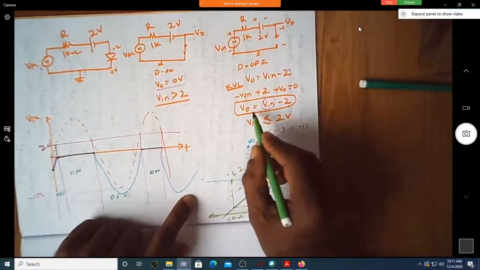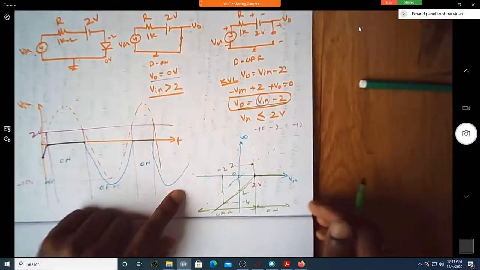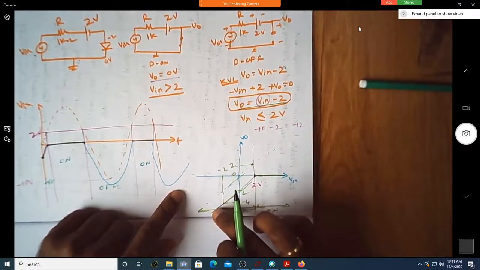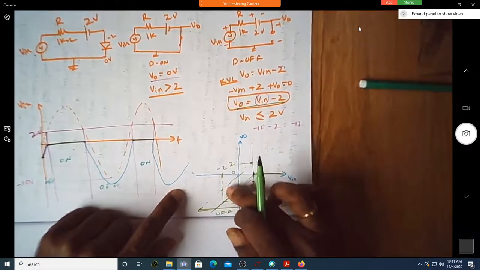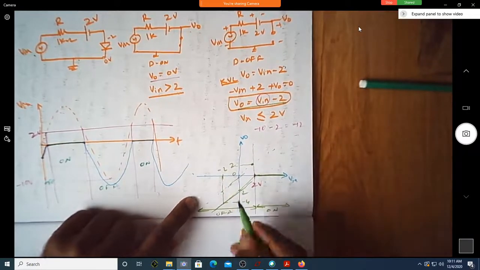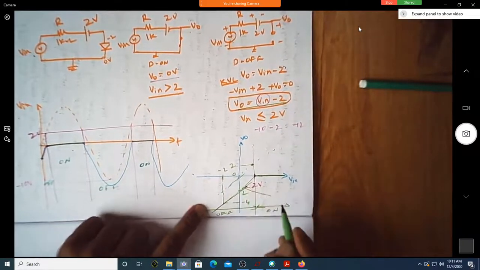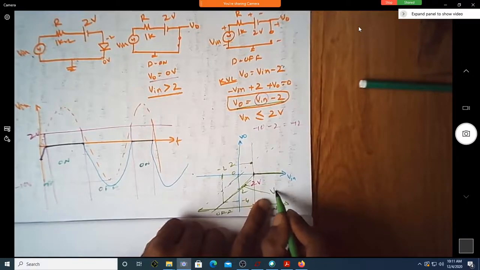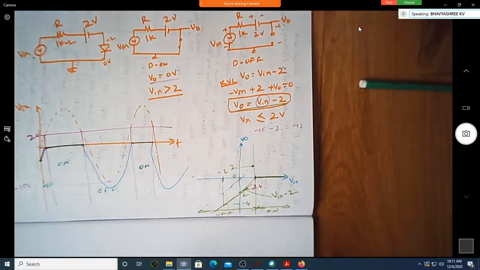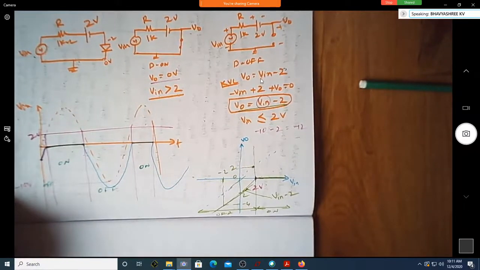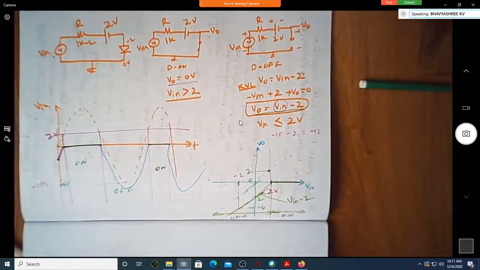That's what is shown here. You are going to have a parallel line along with your input, but this is down by 2 volts. So does this parallel line indicate V out is V in minus 2? Yes, sir. Correct? Okay. Any doubt to anyone at this point of time?